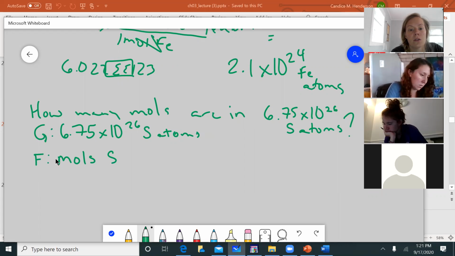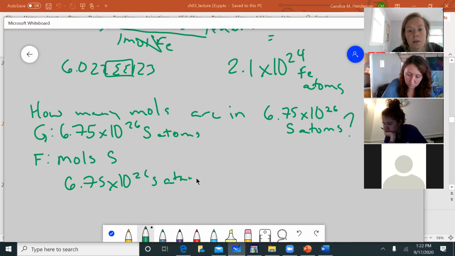Okay, so similar problem to the last one, except we're going in the opposite direction. And again, I don't remember that when I'm going this way, I multiply, and when I'm going this way, I divide. I just try and set it up in dimensional analysis and have it tell me what to do. So I start with my given, 6.75 times 10 to the 26 sulfur atoms. When filling in my next thing, I know that I want sulfur atoms on the bottom because I want to get rid of those and go into moles of sulfur. So then I just figure out the relationship.